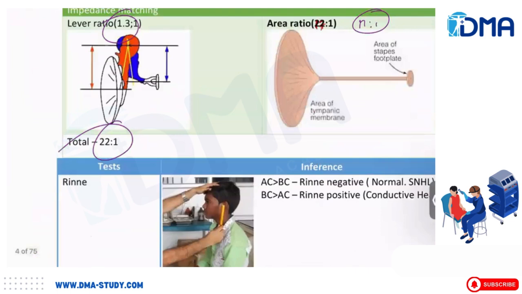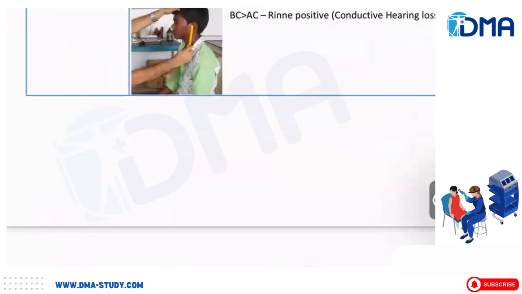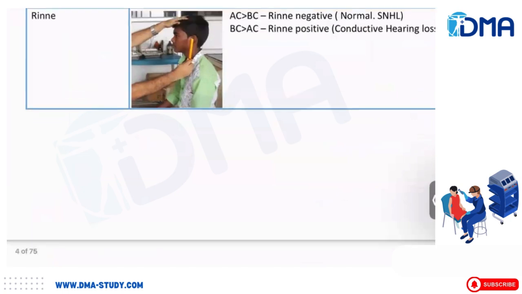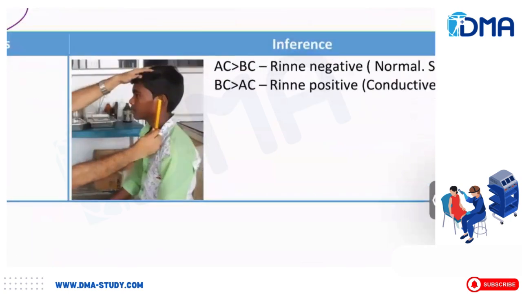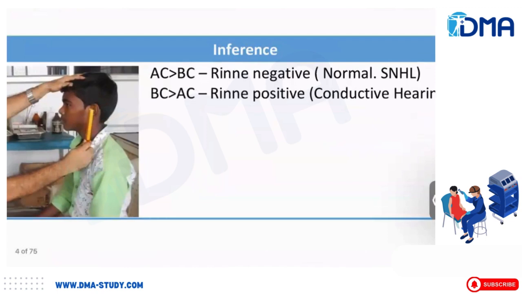Let's get into the important investigations for hearing loss. We have air conduction better than bone conduction, which is Rinne positive, and bone conduction better than air conduction, which is Rinne negative. If Rinne is positive, it is normal or sensorineural loss. If Rinne is negative, it is conductive loss.